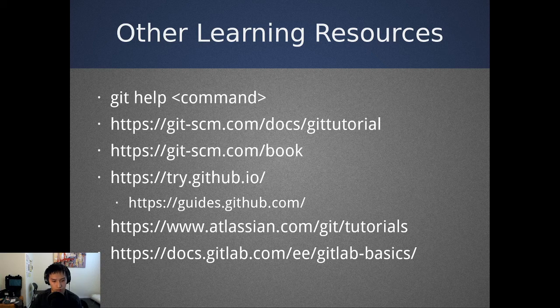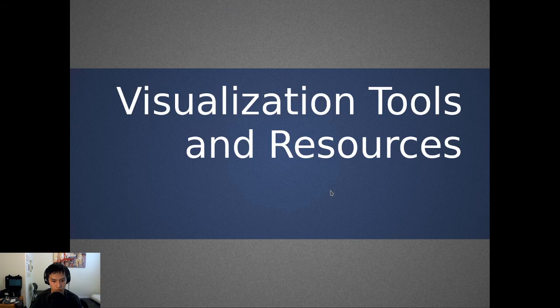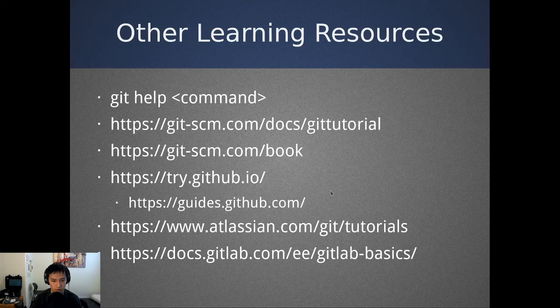Here are some other links to references that I found good. git-scm.com is actually where you download Git for your computer, if you don't want to use something like GitHub. Here are some other links. I won't explain them all, but GitHub makes a few good ones, and Atlassian also makes a few good ones as well.